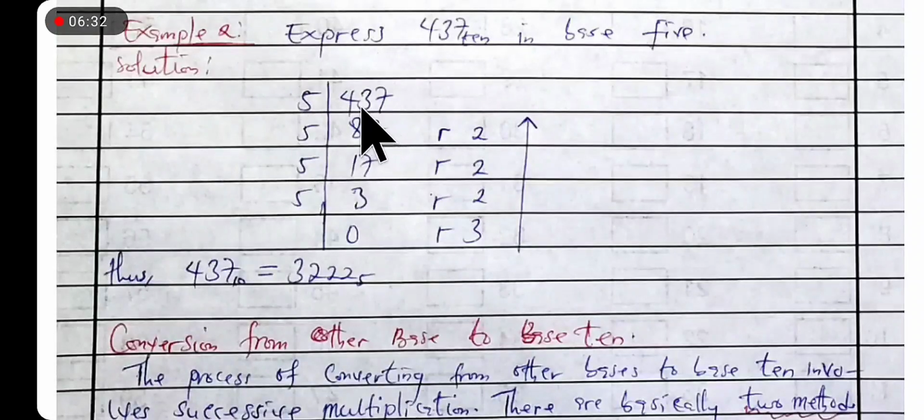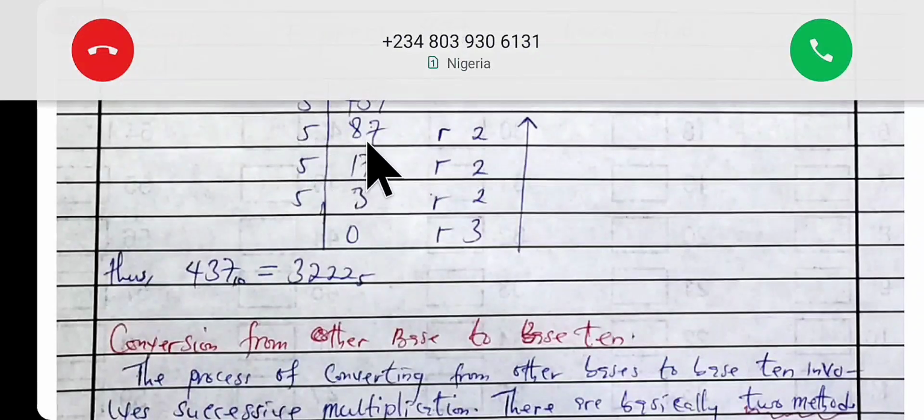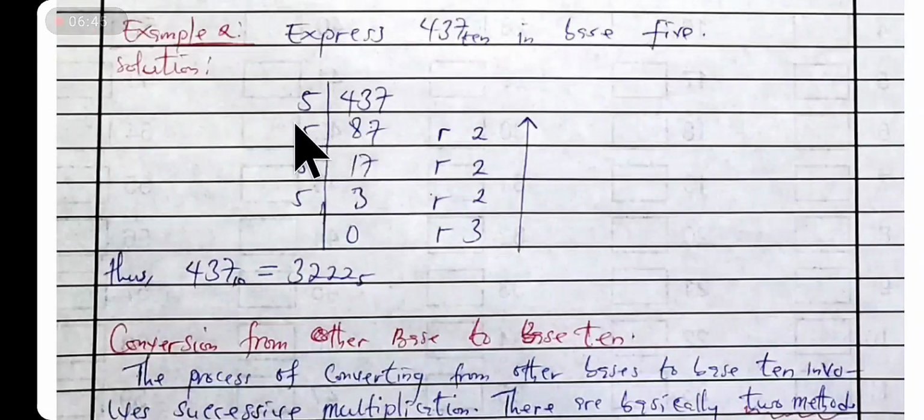So 5 can go into this. How many times? 87 times. When you use your calculator, you can press it and see 87 times remainder 2. 5 into 87 is 17 remainder 2. 5 again in 17 is 3 remainder 2.